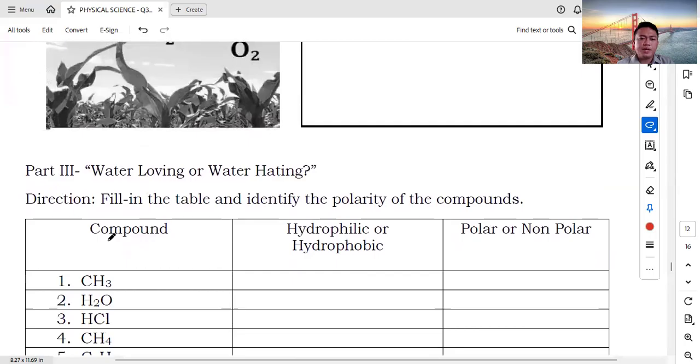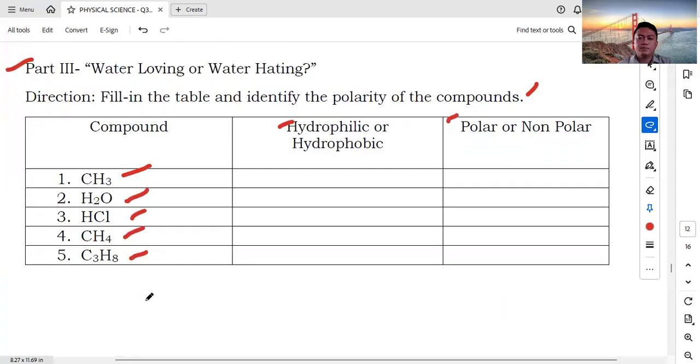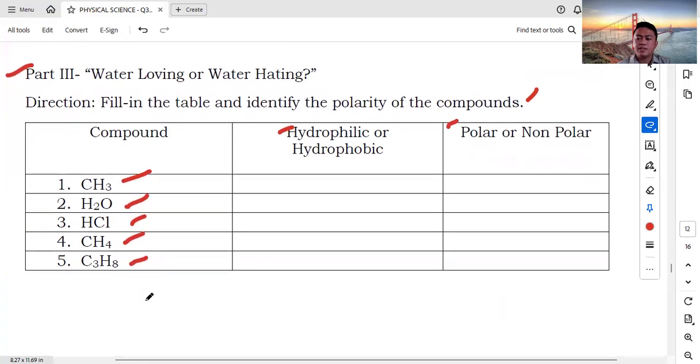Let's have part 3. Water loving or water hating. Direction is to fill in the table and identify the polarity of the compounds. So we have here CH3. We identify if it is hydrophilic or hydrophobic, and then whether it is polar or non-polar. We have here H2O, HCl, CH4, and C3H8. Please take a screenshot.